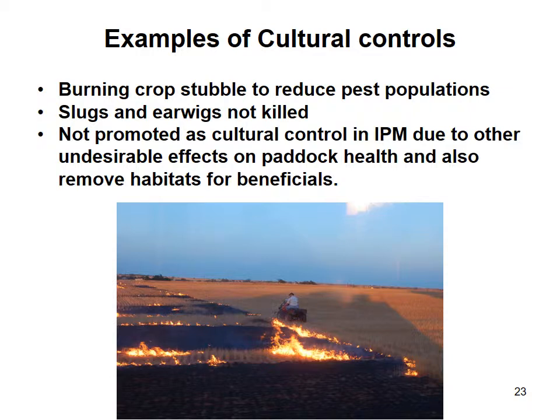Another example of a cultural control is the burning of crop stubble to reduce pest populations. This works in exactly the same way as tillage, in that it removes the shelter and food of the pests, but it doesn't kill pests such as slugs and earwigs, because these are usually protected in below ground sites when the burning is carried out. Burning is not usually promoted as a cultural control in IPM, due to other undesirable effects on paddock health, and also because it results in the removal of habitats for beneficials.